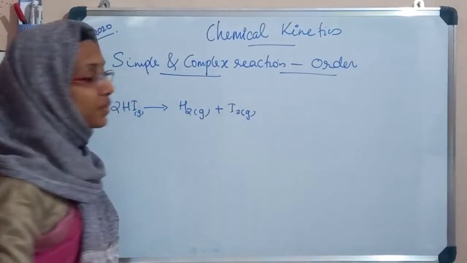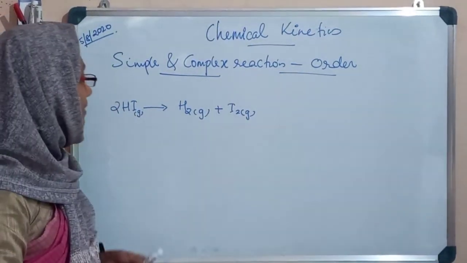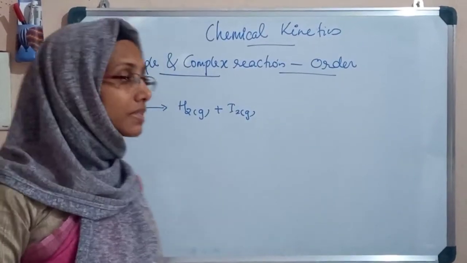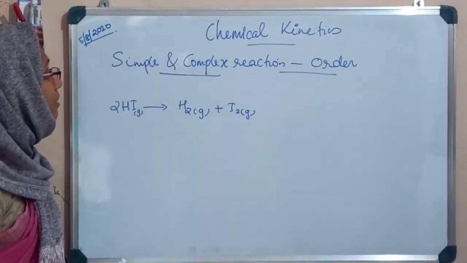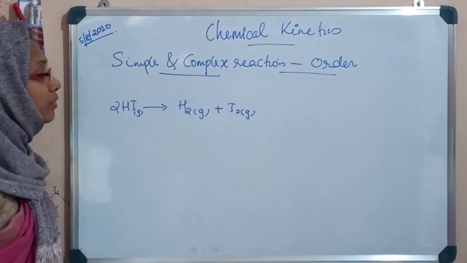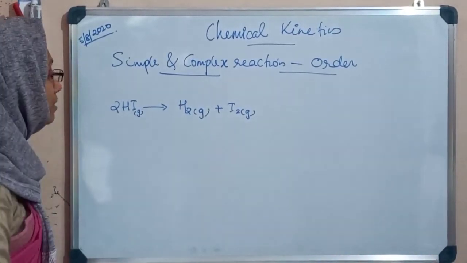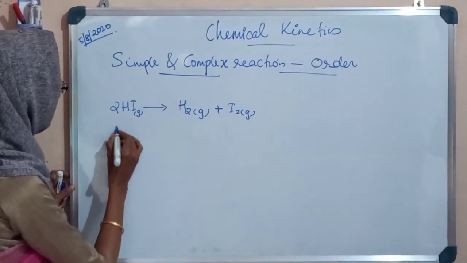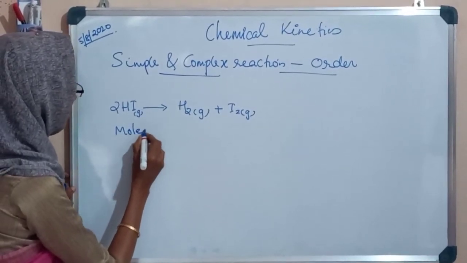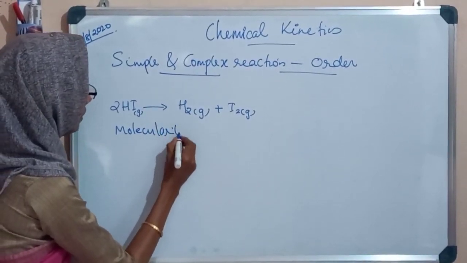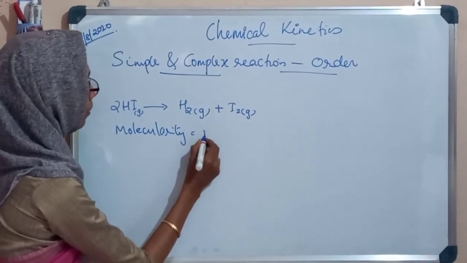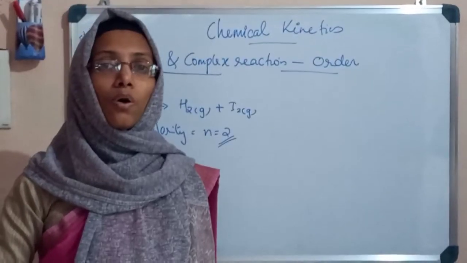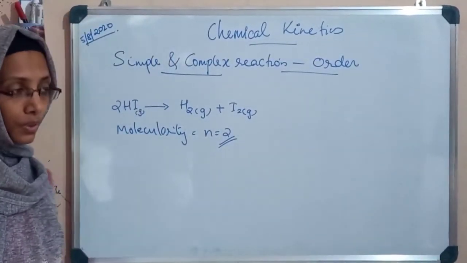Simple and complex reactions. A simple reaction means a reaction that is completed in a single step. For example, the decomposition of hydrogen iodide in gaseous phase to give hydrogen and iodine. We already discussed that the molecularity of the reaction is equal to 2 and the order also is equal to 2. That is, for many simple reactions, the order of the reaction is equal to its molecularity.